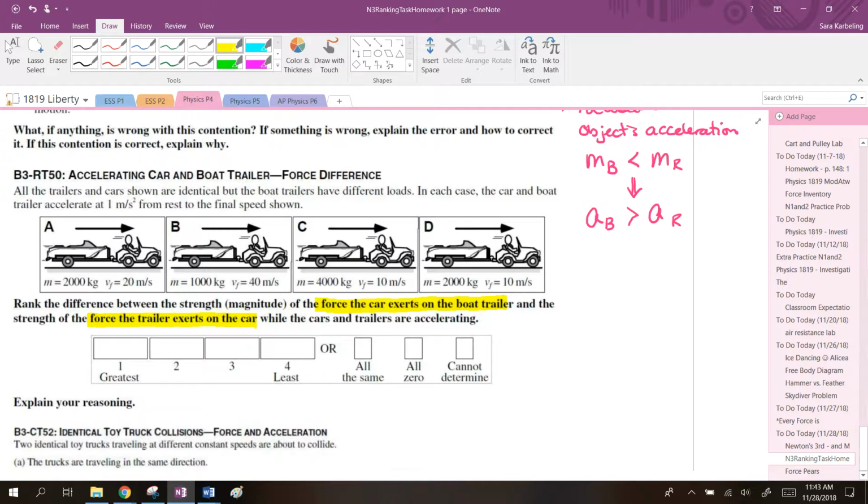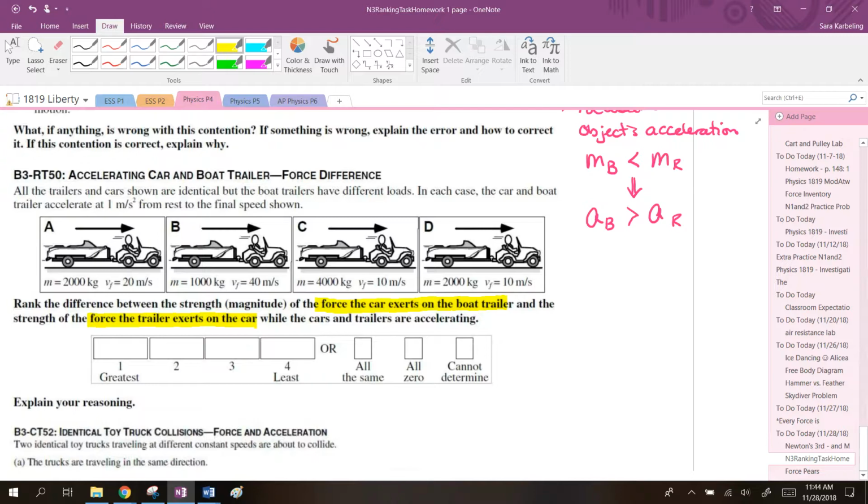All right. Do you feel like you have something? Yeah? Maya, what did you guys say? You said that the forces are the same, but the accelerations are different. The forces are the same, but the accelerations are different. So for this question, it says rank the difference between the force of the car on the boat and the force of the boat, or the trailer, car on trailer, trailer on car.